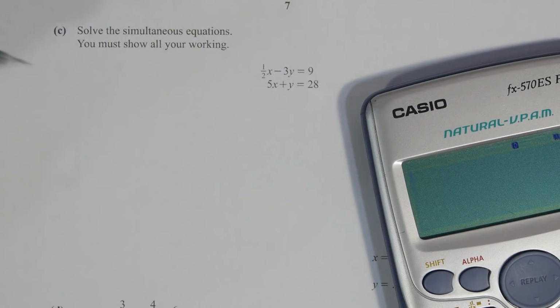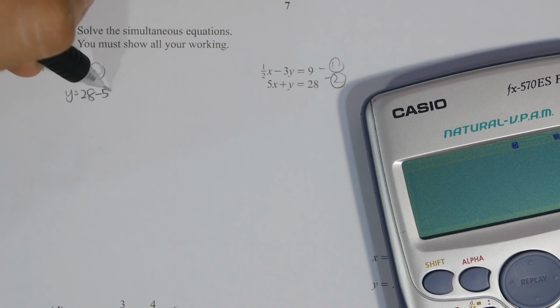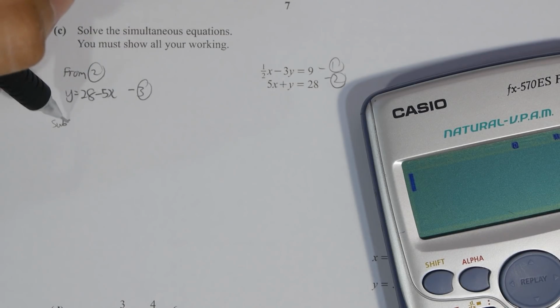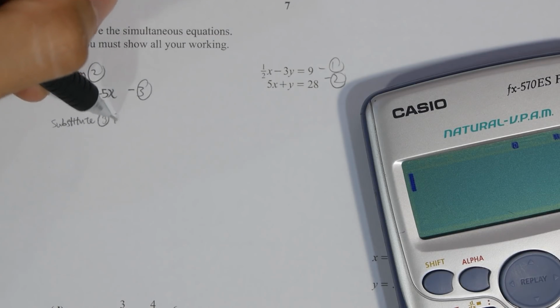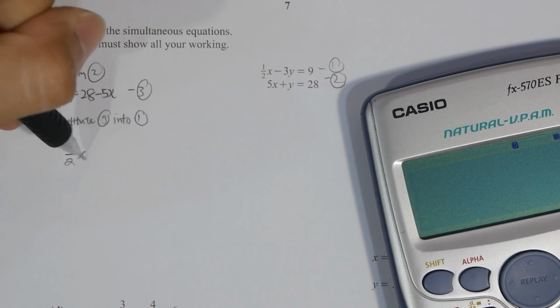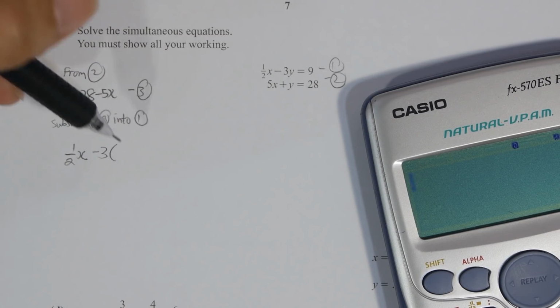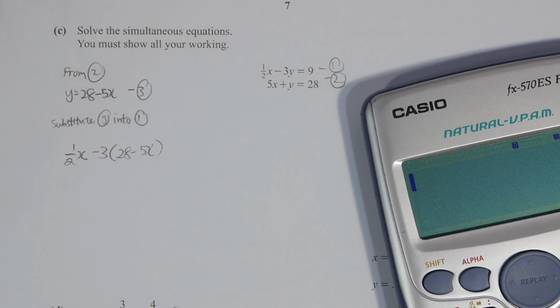Part C. This is actually a simultaneous equation. So I've shown you the step-by-step breakdown on how I solve this question. So the x value will be 6 and the y value will be -2 after you run all the calculations.